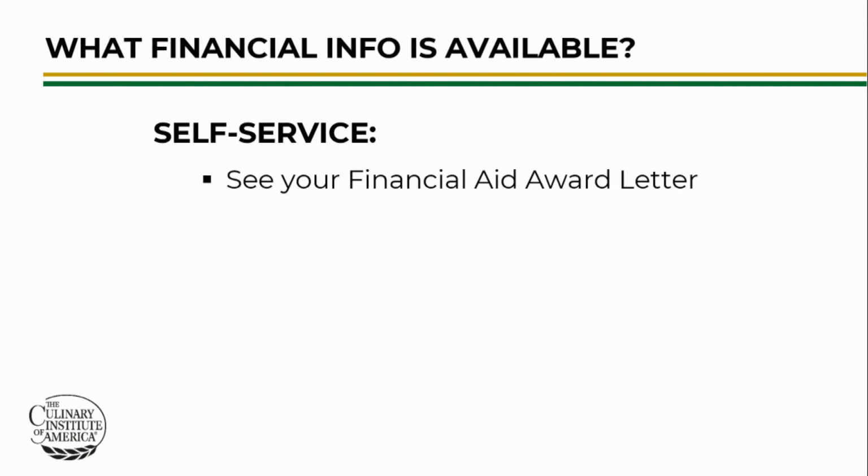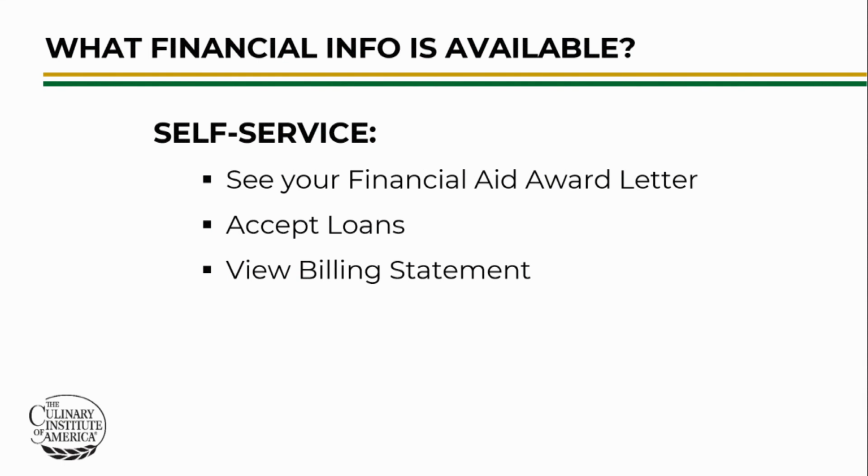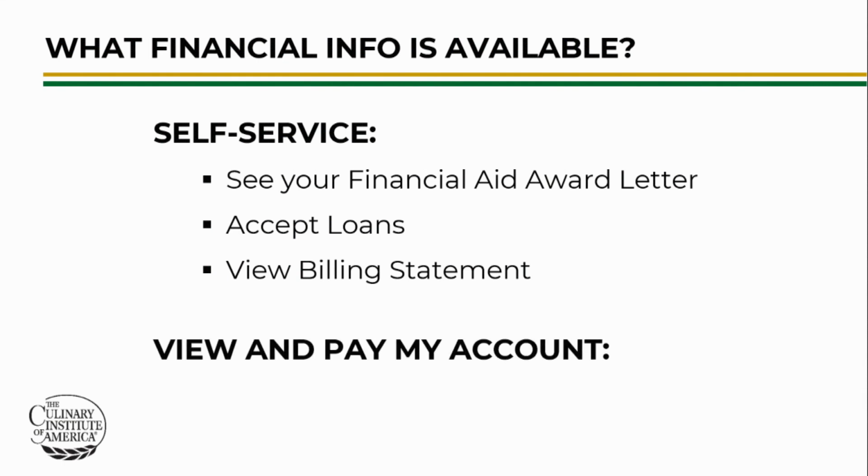So the self-service, you will find financial award letters in your self-service. You can look at your accepted government loans. You can view billing statements of charges that are online for you. The View and Pay My Account allows someone to go into the student portal and actually take action, make payment on the account. So that's an important tab.